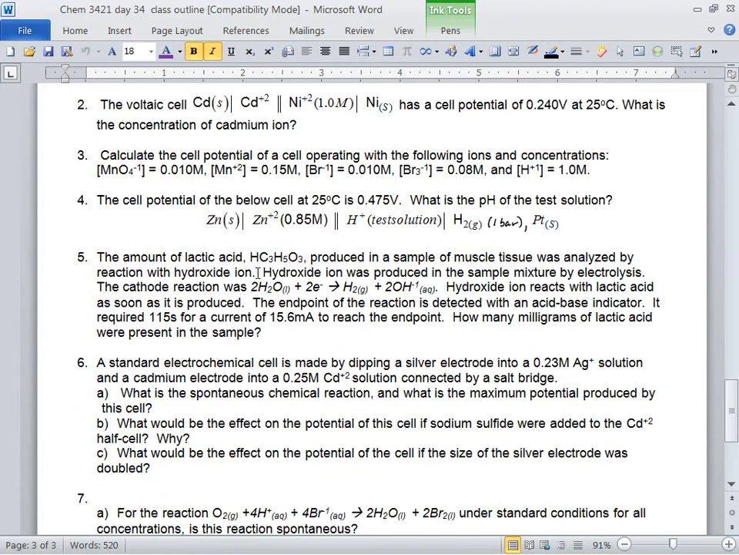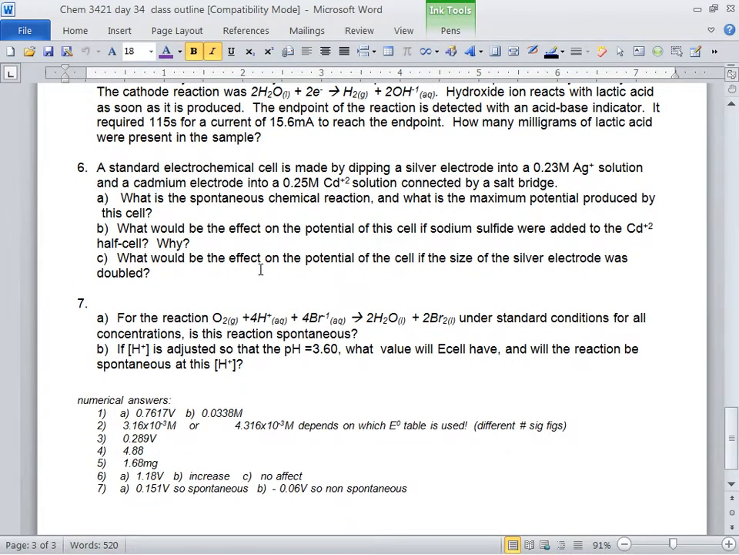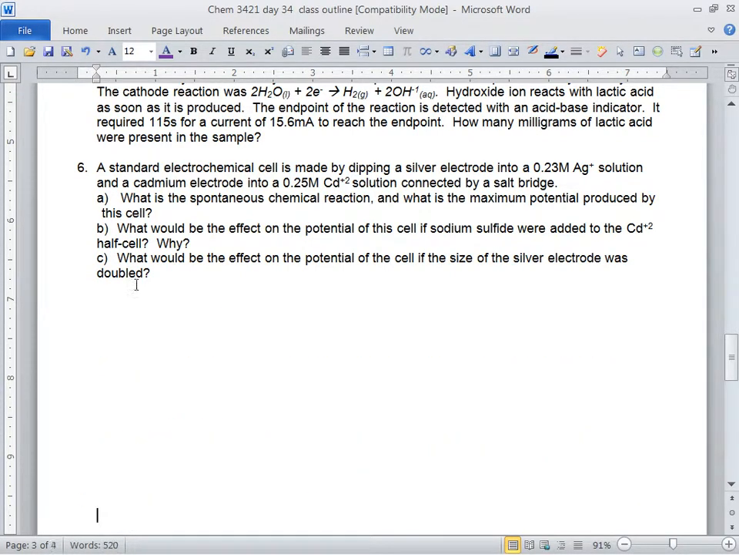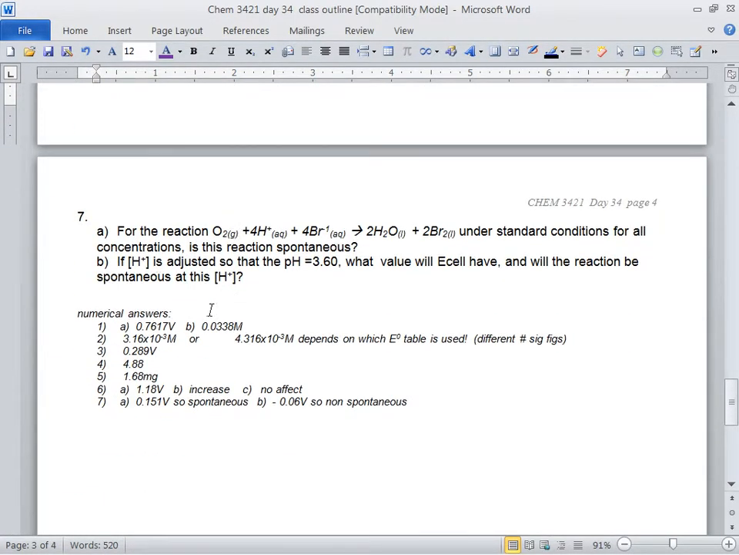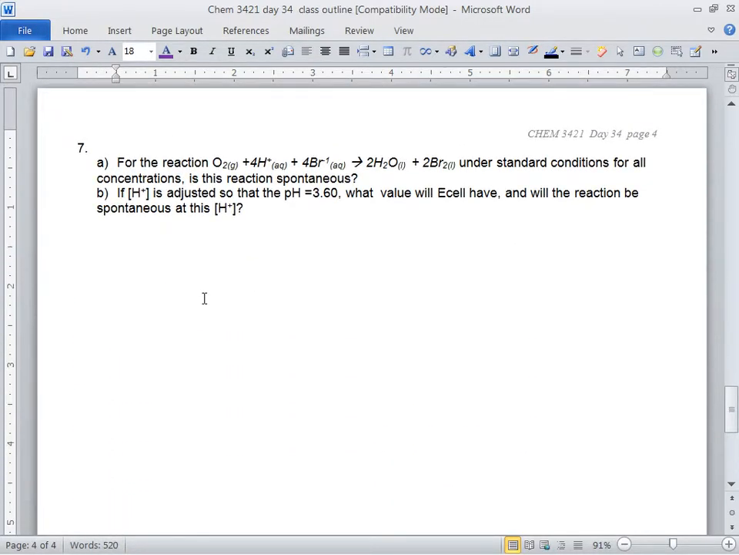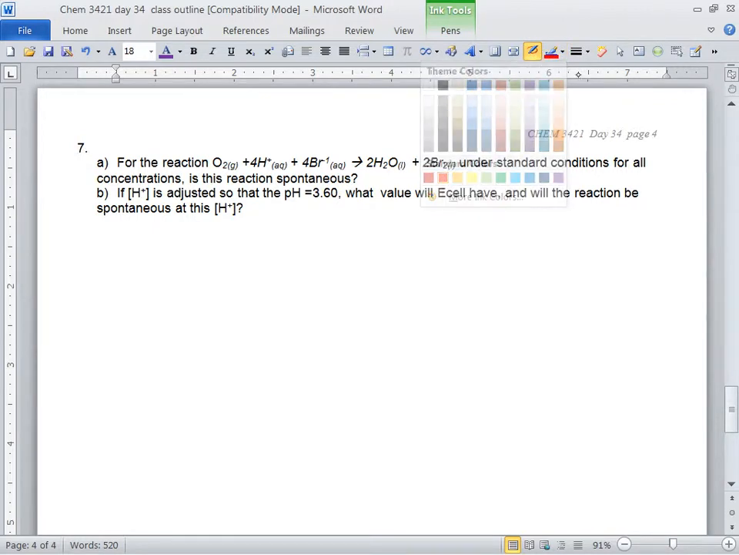So this is the homework question number 7. Okay. Here it is. So we have a reaction under standard conditions for all concentrations. Is it spontaneous?